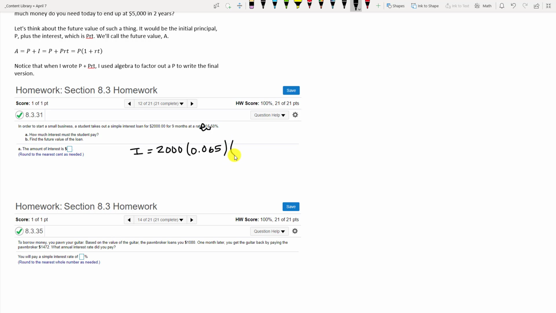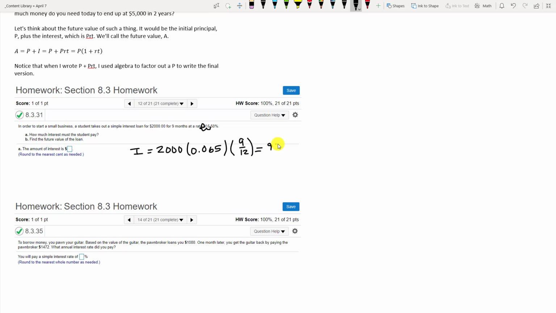And the time is 9 months, but recall that we must write it in years. So if you're given months, let's write it as 9/12, and that will give us how many years that is. So 3/4 of a year is effectively what 9 months is. So let's find out what this is on our calculator. And when I do this, I get 97.50.